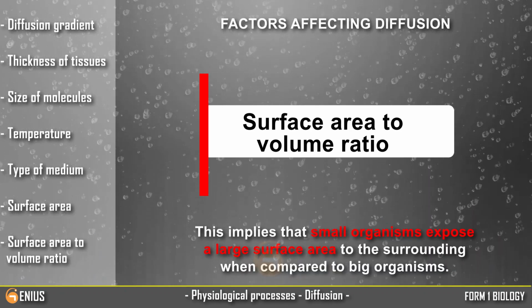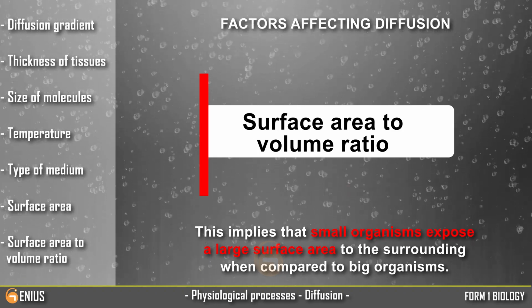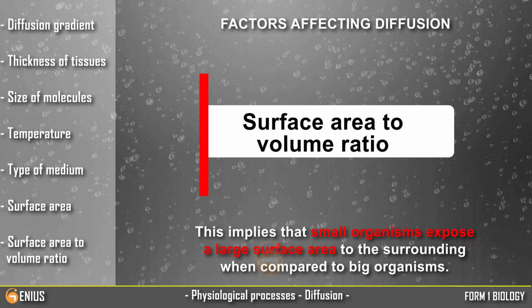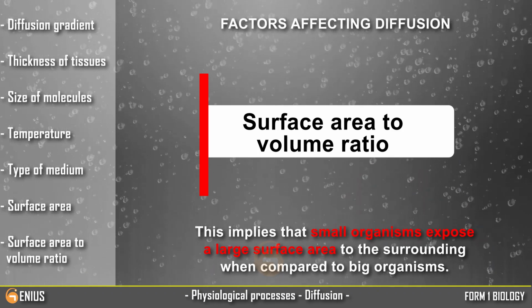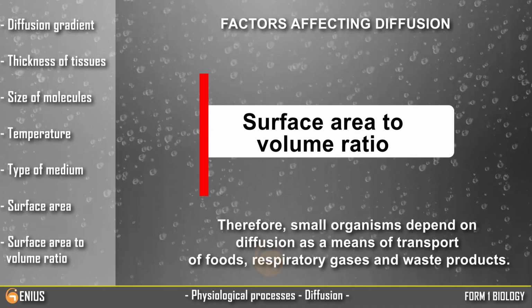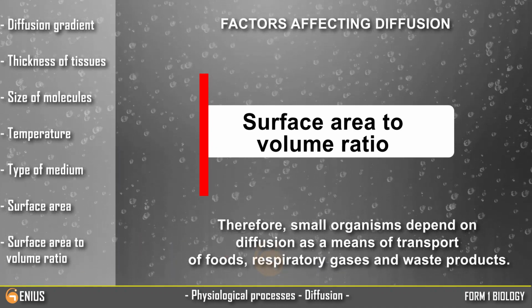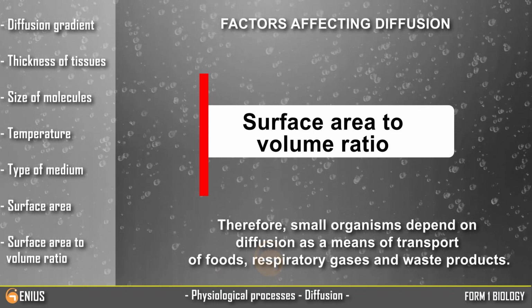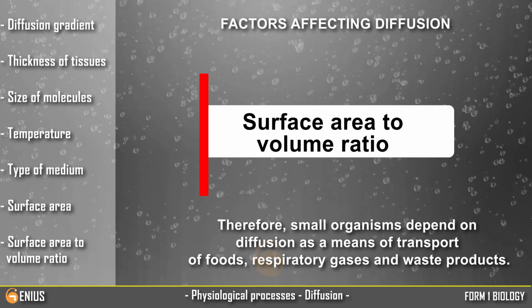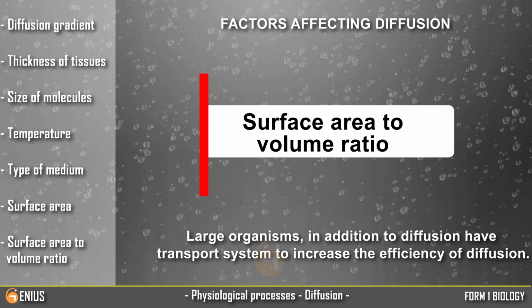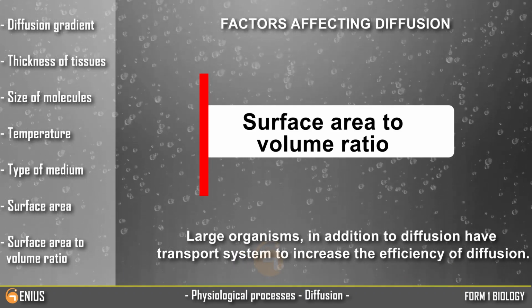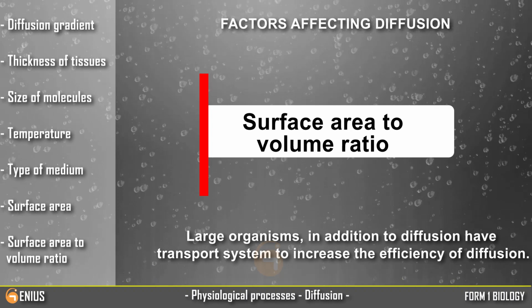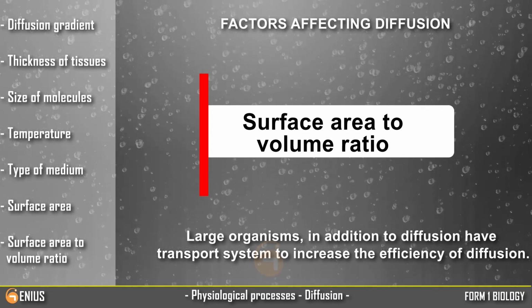This implies that small organisms expose a large surface area to the surrounding when compared to big organisms. Therefore, small organisms depend on diffusion as a means of transport of foods, respiratory gases, and waste products. Large organisms, in addition to diffusion, have transport system to increase the efficiency of diffusion.